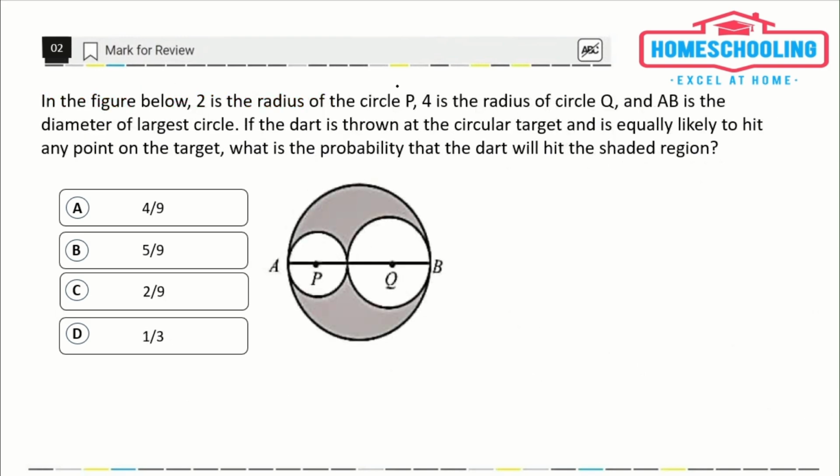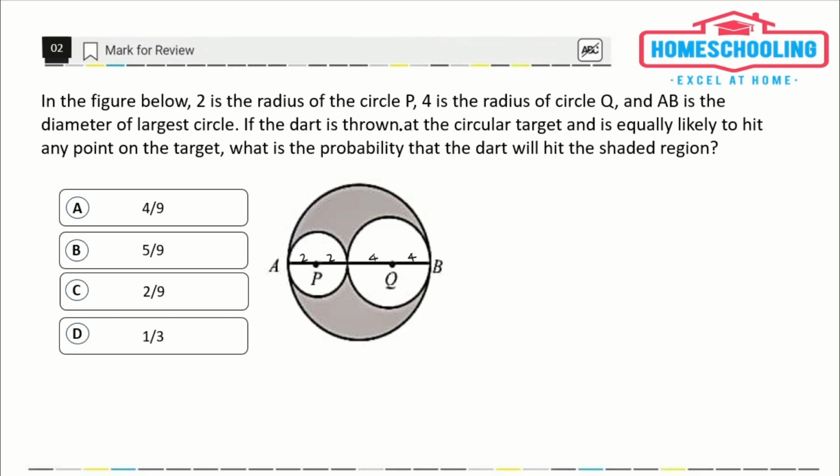In the figure below, 2 is the radius of circle P. So this is the circle P, this is the radius 2, and this is also a radius, 2. So the diameter would be 4. Of circle P, 4. 4 is the radius of circle Q. So if this is the radius, from here to here it is 4, and QB is also a radius, so this is also 4. And the whole diameter would be 4 plus 4, that is 8. And AB is the largest circle.